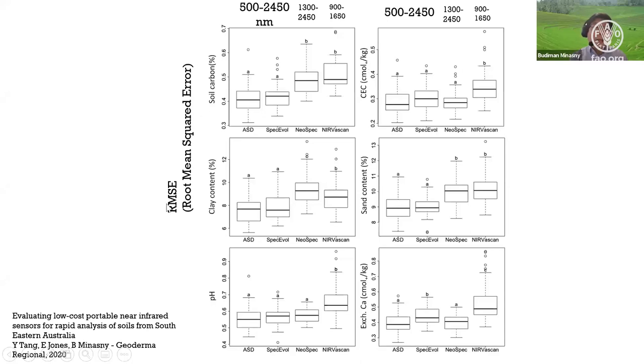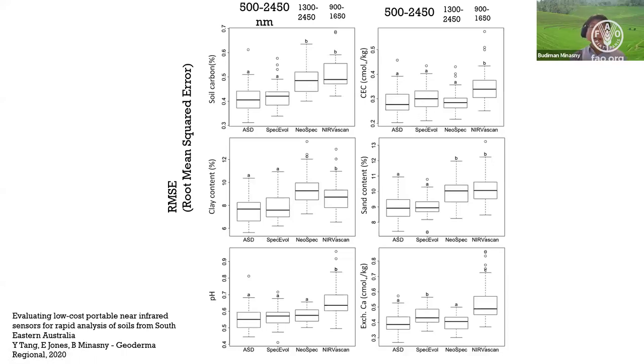And this is related to the error, what is called the root mean square error, or the error of the model. So what we can see is that the first two, which are the standard near infrared spectrometers, perform best, right? They have lower error in predicting soil carbon, clay content, pH, and so on. But the two spectrometers which are lower cost and have a limited range also perform well, not as good as the standard spectrometer, but in some cases as well as the full standard spectrometer. For example, in terms of measurement of pH, they perform almost as well as the full range spectrometer. For example, exchangeable calcium and also sand and CEC, they perform as well, right?